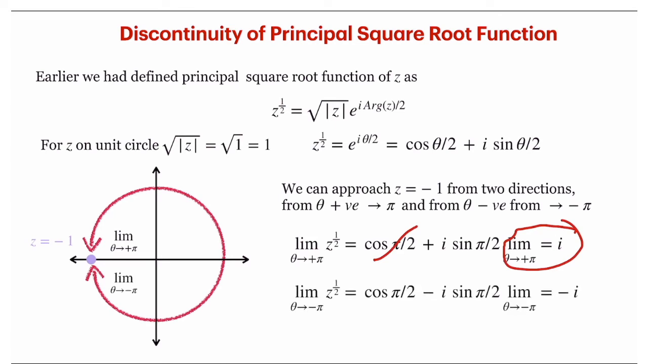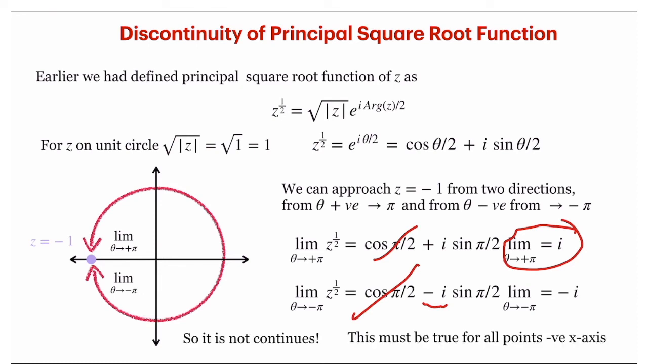So let's come from the negative direction. This again becomes 0. We have a negative sign here because we are coming from the negative side, as the angle is coming from minus pi. So we get the value of minus i. The function z to the power half is discontinuous at this value.